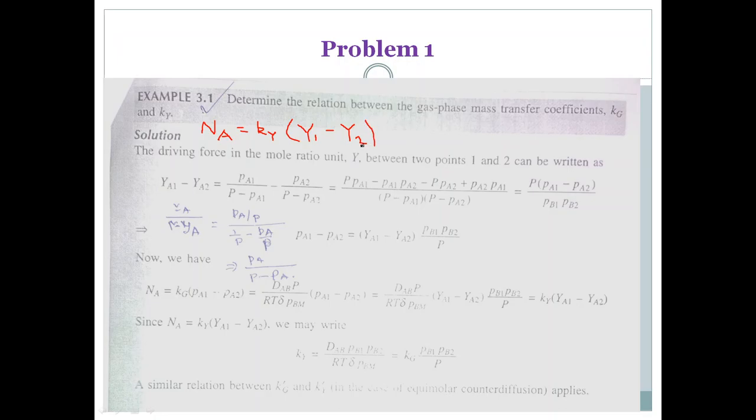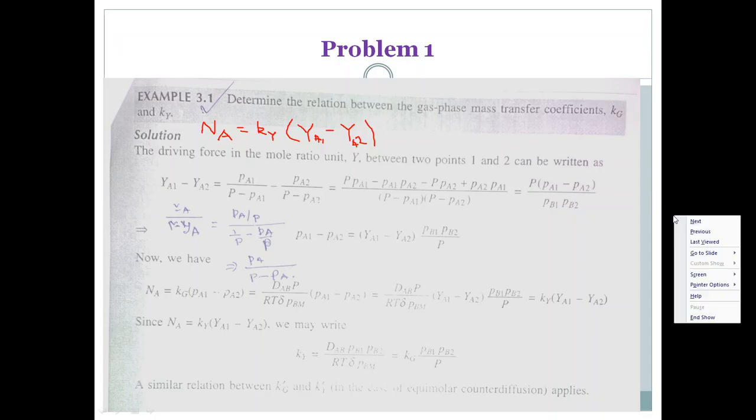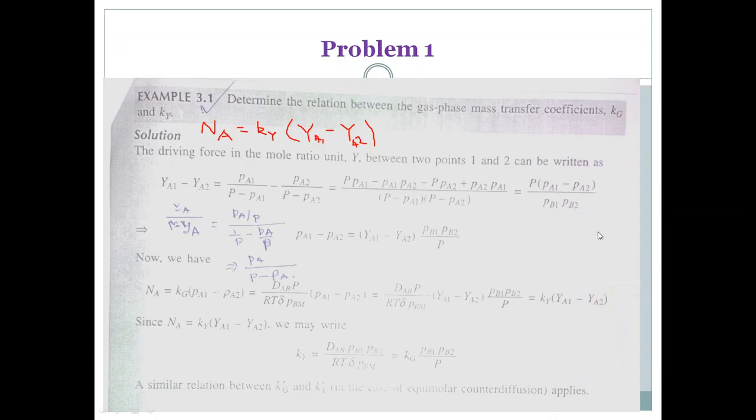Understand? So Na equals k_Y times (Ya1 minus Ya2). This will be our expression. Now we have to determine the relation with Kg, where the driving force is in terms of partial pressure. So Na equals Kg into (Pa1 minus Pa2). Now we have to determine the relation between Kg and capital K_Y.